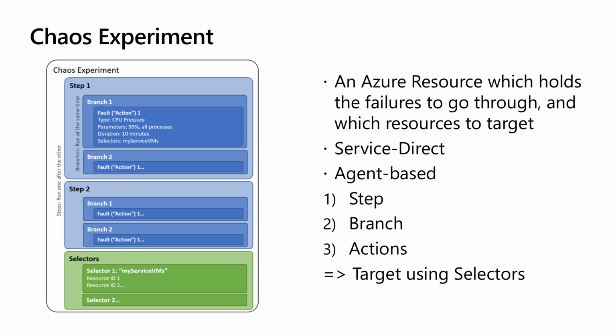A chaos experiment is based on a three-layered approach. You start with defining a step. Within a step, you're going to define a collection of branches.